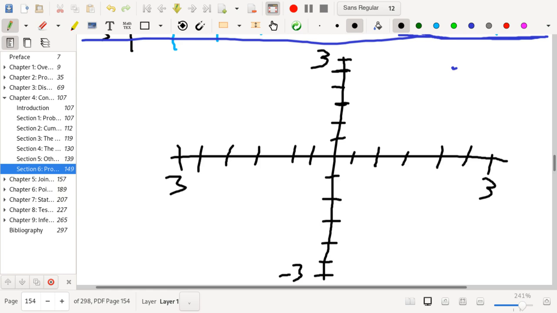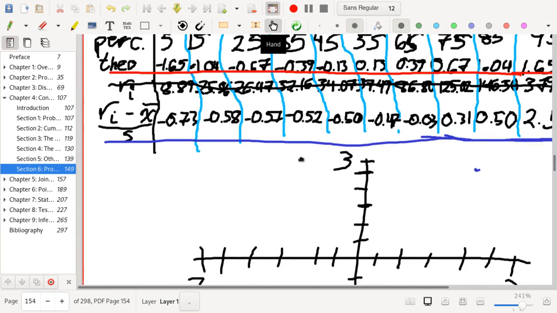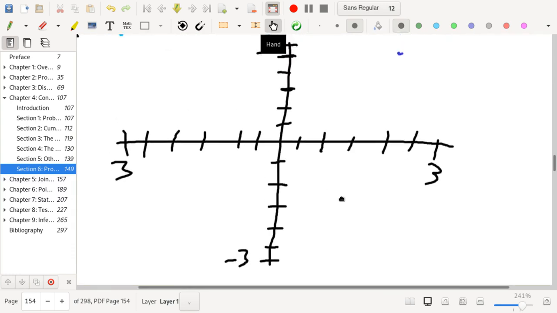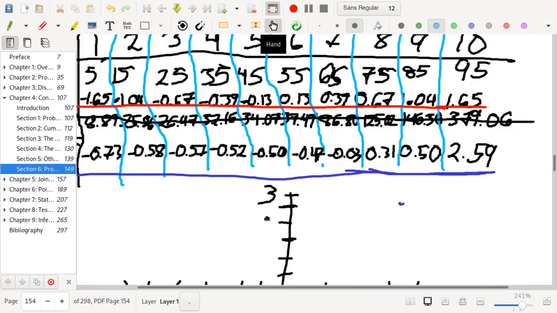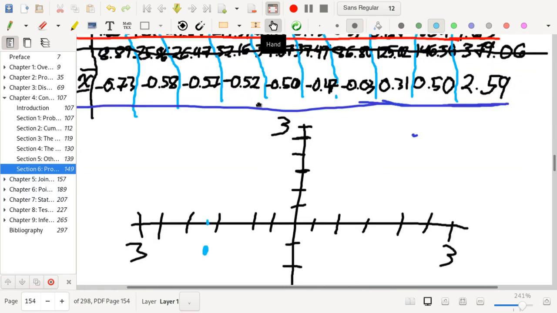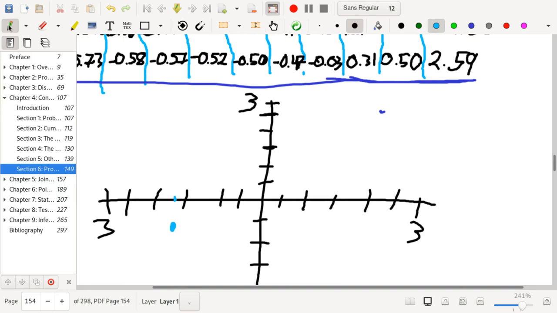All right. So let's plot the first pair of points. That's going to be negative 1.65 and negative 0.73. So negative 1.65 for the x-axis is about here, and then we have negative 0.73, so that's going to be about here. And our next point, what do we got? We got negative 1.04 and negative 0.58. So negative 1.04, negative 0.58 is about here.